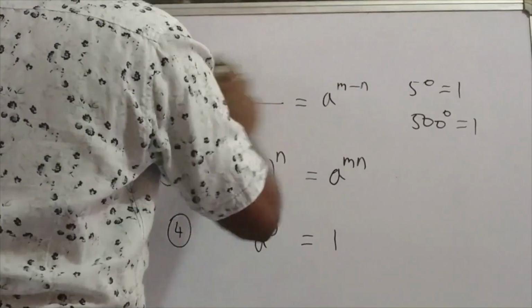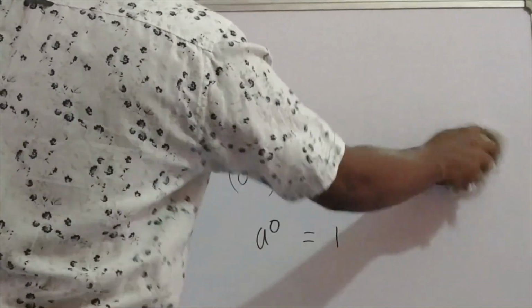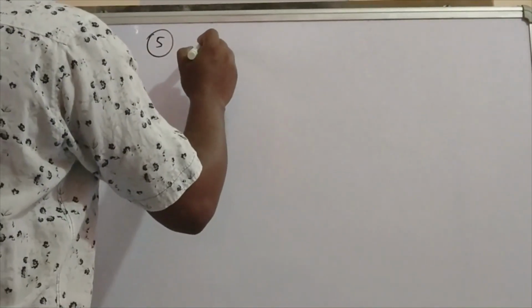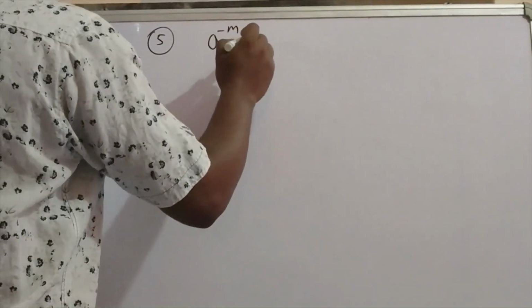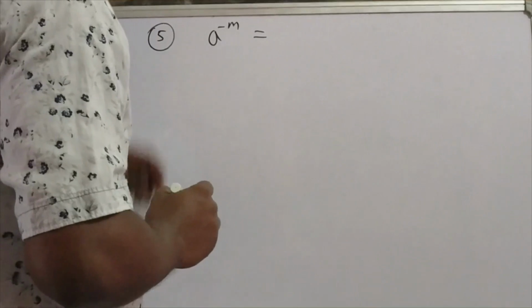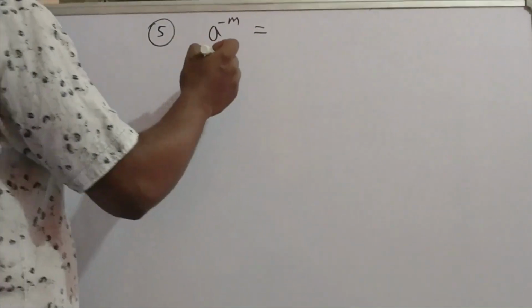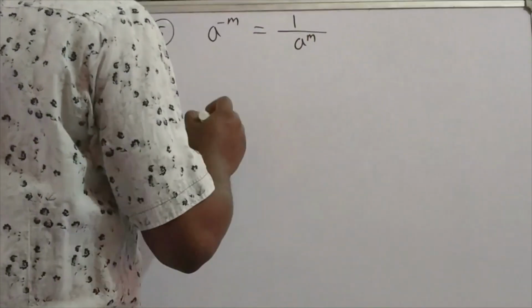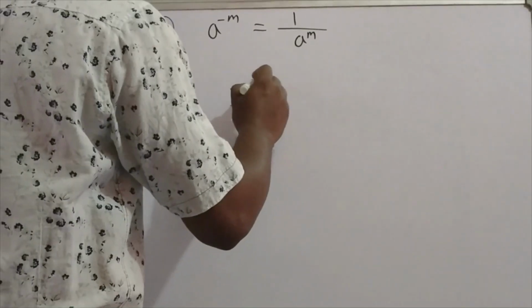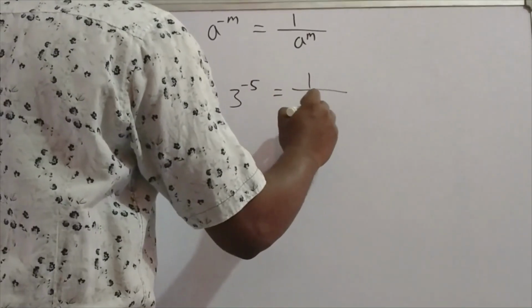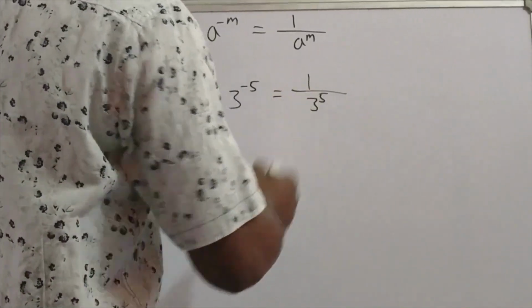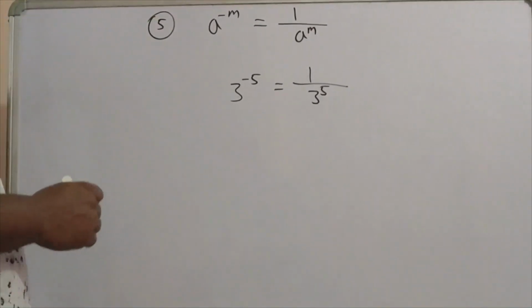Next, the fifth formula. Suppose your power is given in the negative form. Here in all the cases the power is in the positive form. Suppose fifth case the power is given in the negative form. Suppose a to the power minus n. So in this case we have to make it reciprocate. We can write 1 upon a to the power n. For example, 3 to the power minus 5. We can write 1 upon 3 to the power 5. Now it becomes positive, the power. Here the negative, when it reciprocates, it becomes positive. So this is the fifth formula.